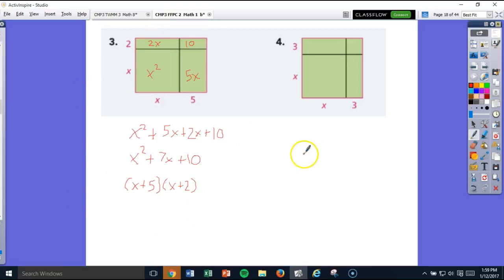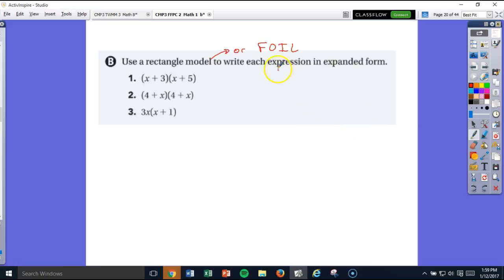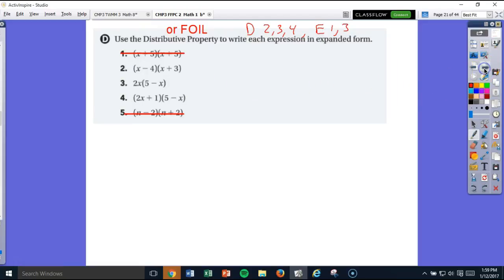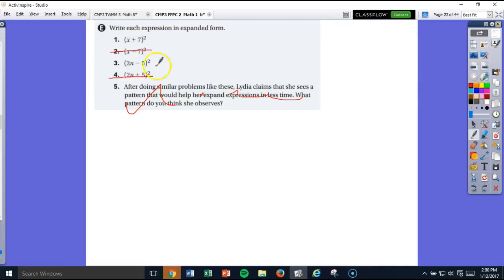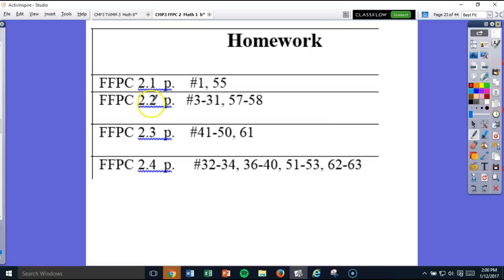Play this part back as many times as you need to help you get through 1 through 6 here. And then part B, I want you to use the FOIL method that we talked about in class the other day to expand these factored forms out. And in D, we're just going to do 2, 3, and 4 here. More practice for you. On E, we're going to do 1 and 3. So 1 and 3 here to finish those out. And we're not doing anything with 5 here, so skip that. So hopefully that'll get you some practice, some understanding, and then again our ACES for 2.2 is 3 through 31 and 57 and 58.